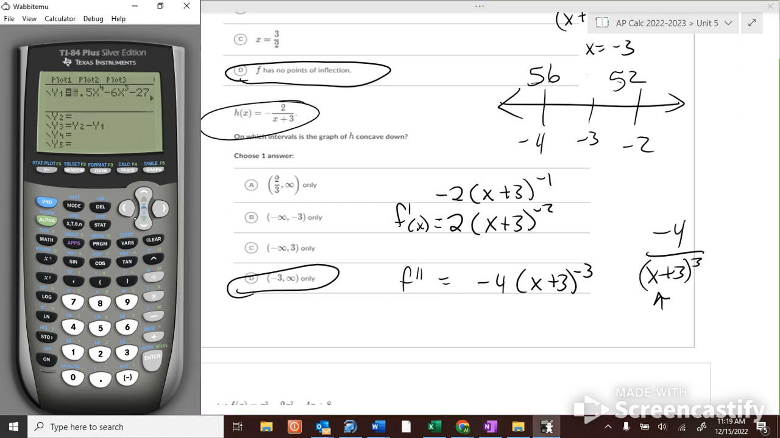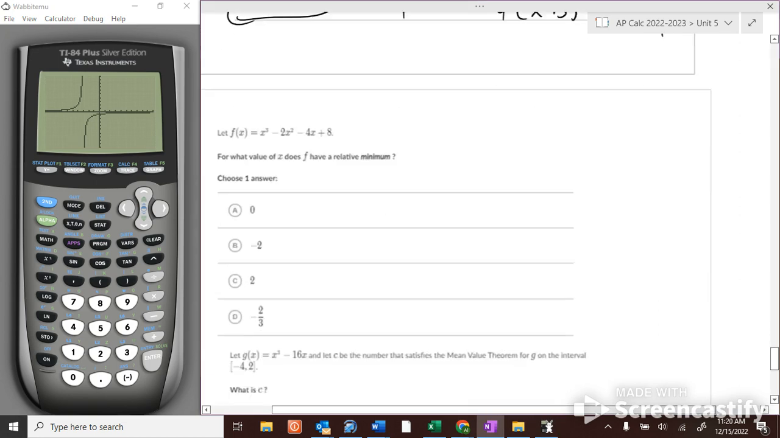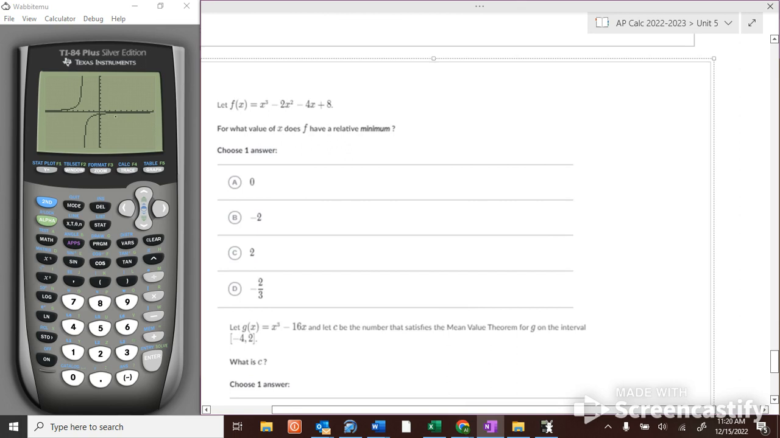If we want to check it, and I know the last time I checked it, it didn't work out so well. Kind of got a wrong answer. Well, no, I got a right answer. -2 divided by parentheses x plus 3. There's the original function. If we graph it, let's go zoom 6 back to our 10 by 10 window. It's concave down here from -3 on. Okay, we're almost done here.